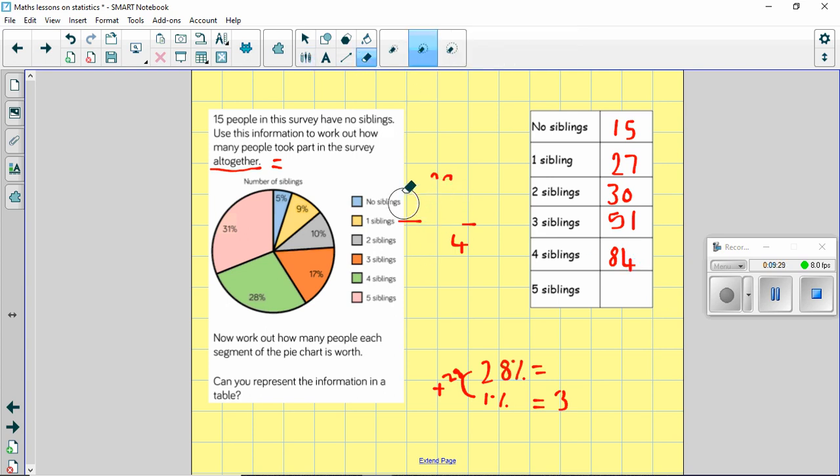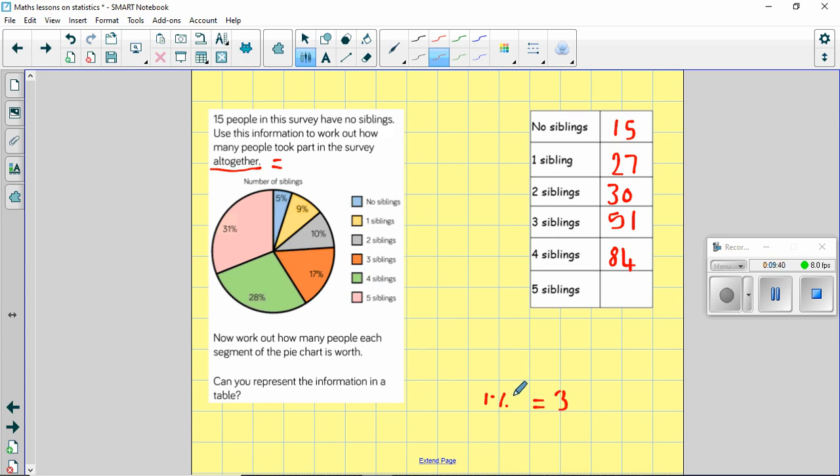Okay, and the last one, so same again, we've got that 1% now, so we can work out all of these from that. And the last one, 5 siblings, so 31%. So if 1% equals 3, I want 31%. Obviously, times it by 31. From 1 times 31 you get to 31, so I need to do 31 times 3. So I can just do that in my head because I know that 31 add 31 is 62, add another 31 is 93.